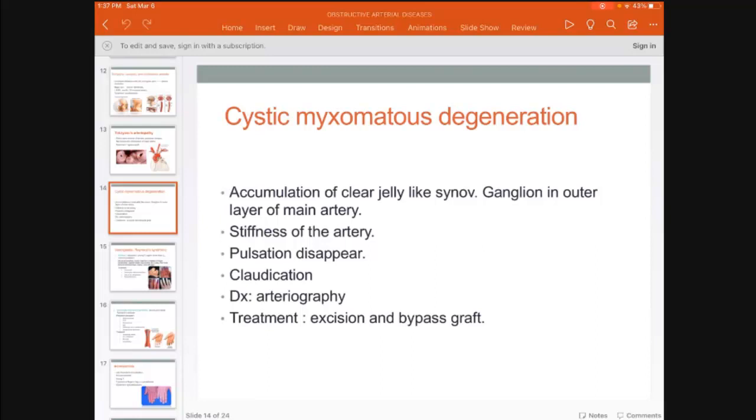And you should always diagnose it by arteriography. You will have a smooth narrowing due to the cystic lesion compressing the artery from the outside. Very important. It is a smooth narrowing بالangiogram. You should remember this smooth narrowing. Treatment you should do by excision and bypass graft.